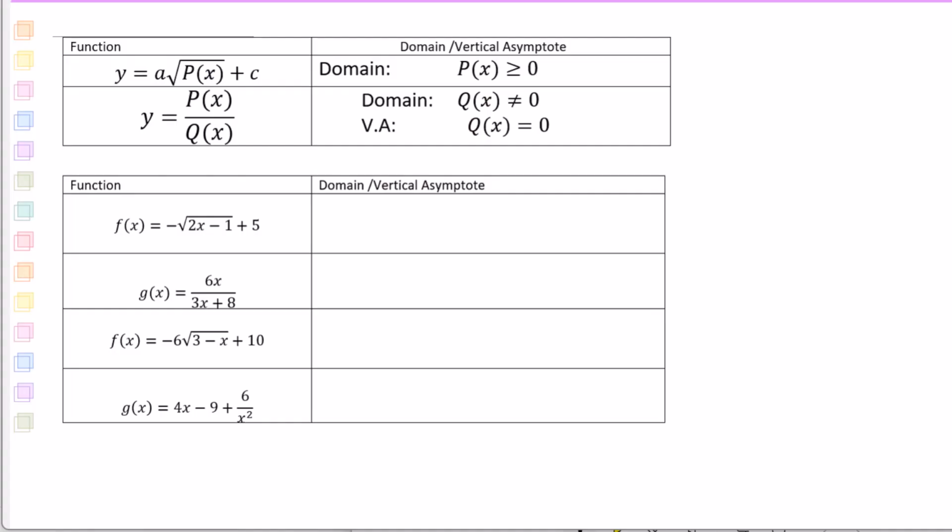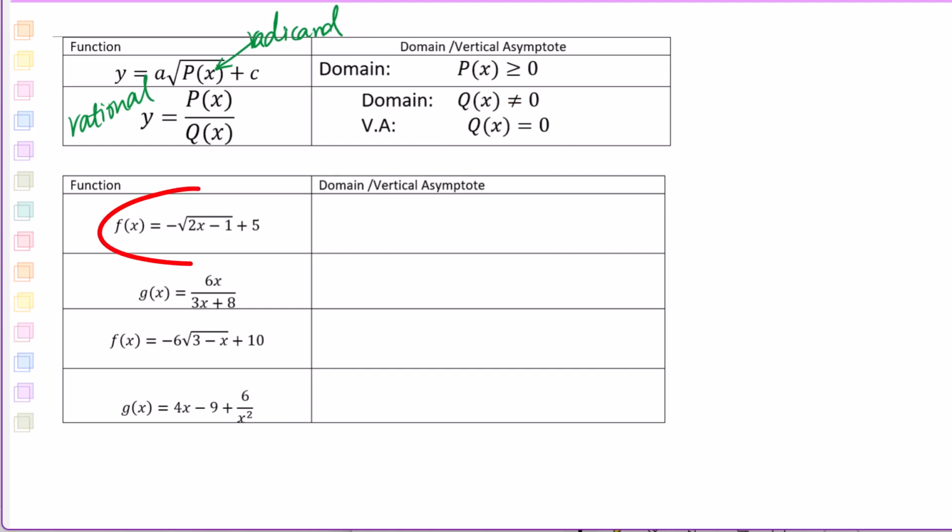This video is about domain and range for certain functions. For a square root function, the domain is to make the radicand greater than or equal to 0. For a rational function, the domain is to make the denominator not equal to 0. The vertical asymptote line is found by making the denominator equal to 0.